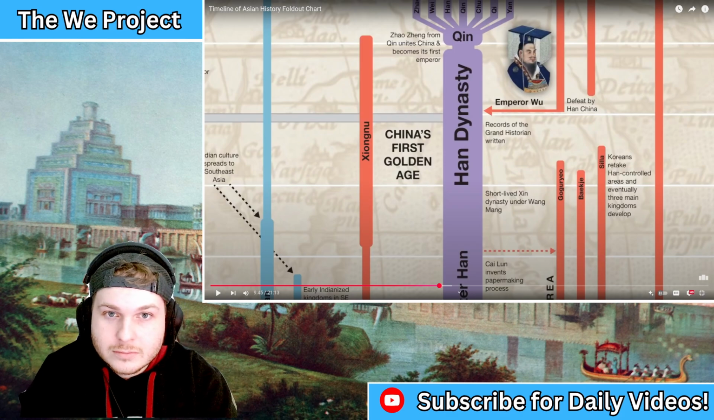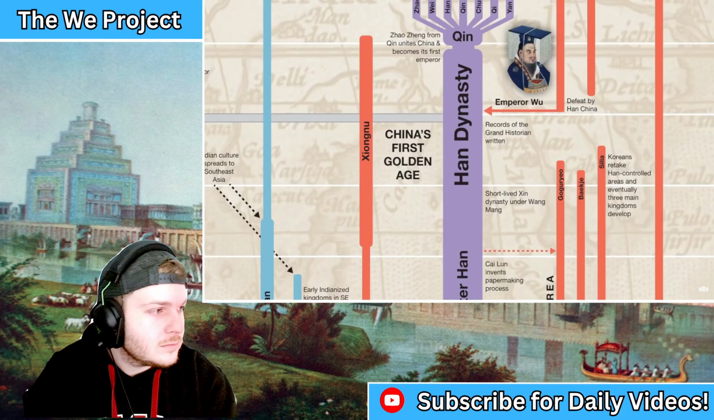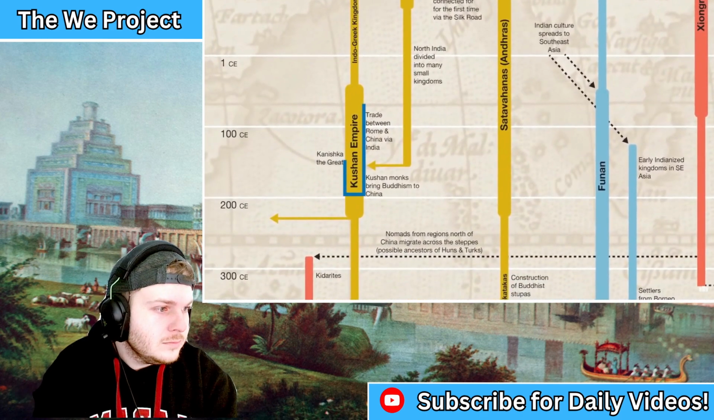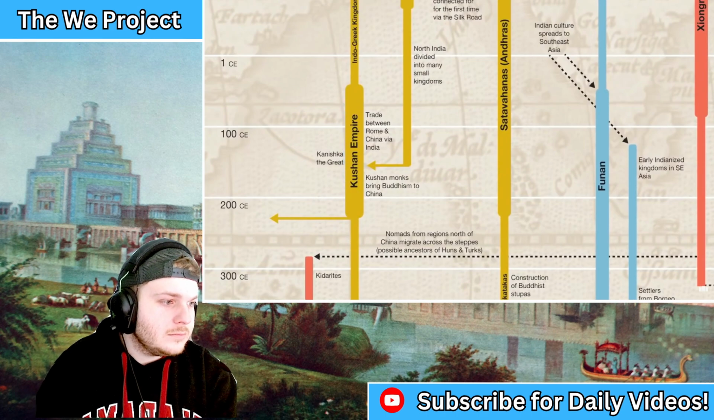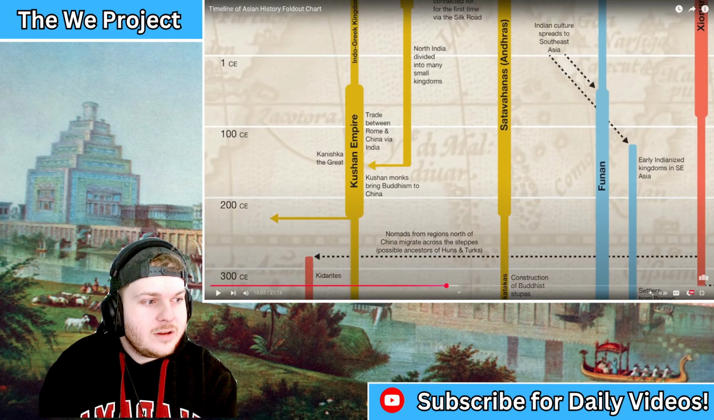Might be wrong. Which meant that it was now also connected to the Middle East, Africa, and Europe. Over in North India, it was the Kushan Empire that eventually became the hub between West and East. It is thought that Kushan monks were likely the ones who brought Buddhism to China sometime during the late Han dynasty. So this is like the area where Pakistan's at.